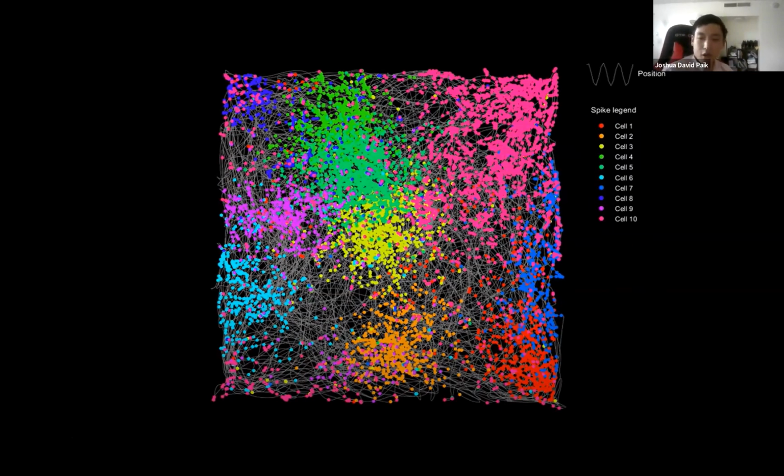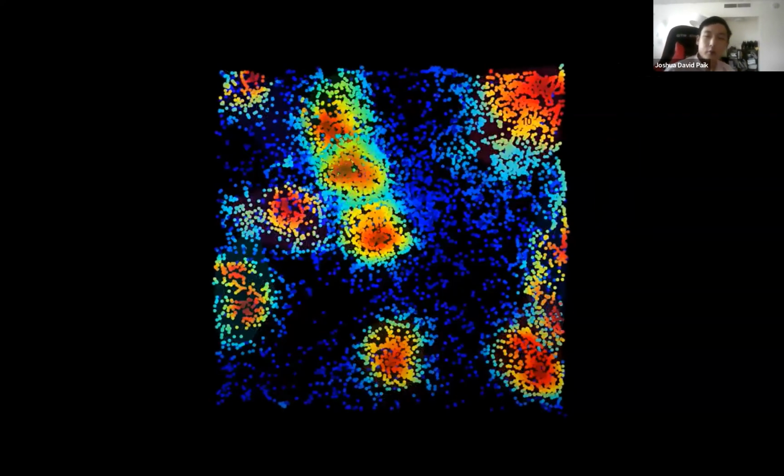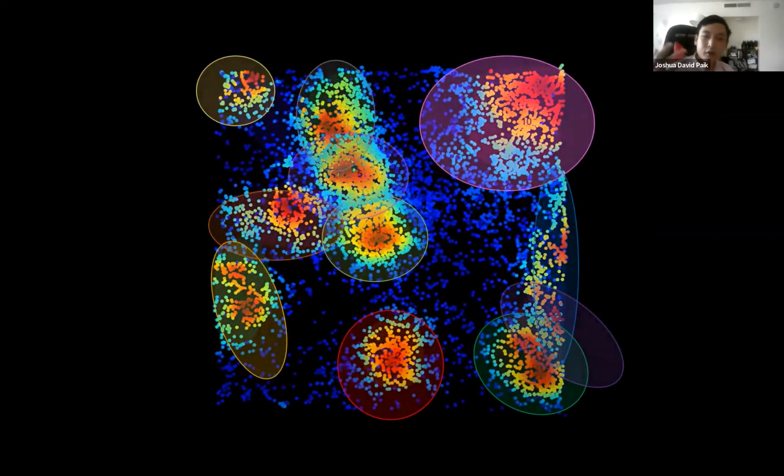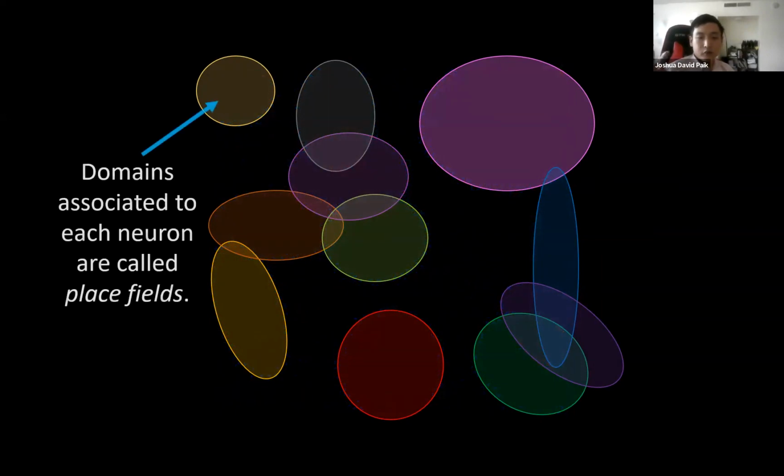So maybe with some data processing, we can take that data and create what are known as place fields. The red locations are where we see the highest firing rates for, let's say, neuron 10, and blue is lower, and we see concentrations of activity. And maybe to simplify a little bit further, we can draw the body. Okay, so these domains associated with each neuron, we're going to call them place fields.